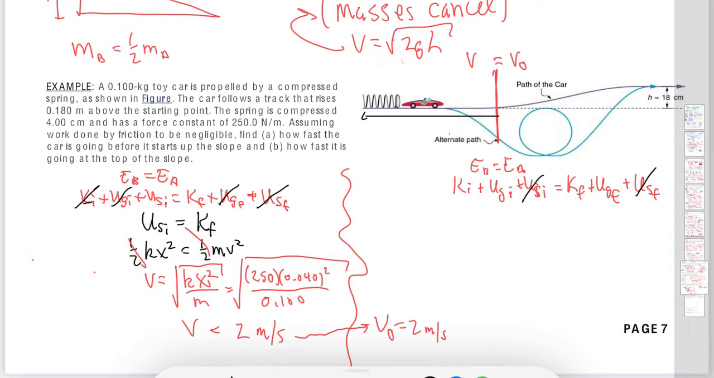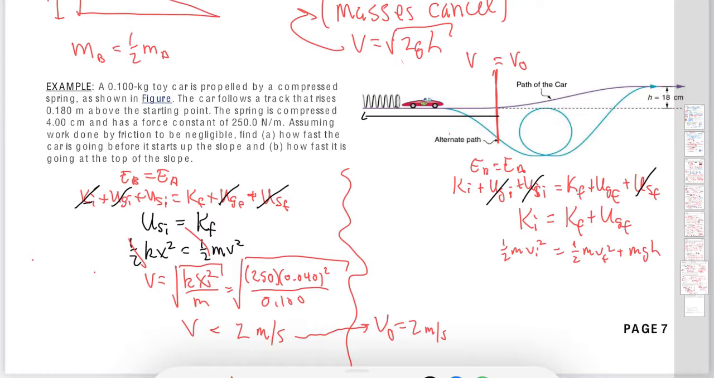So my spring is no longer involved, even though it is there. I start at h equals 0, right? And so on the before side I have KI, on the after side I have KF plus UGF. And so I would have 1/2 mv initial squared equals KF, so 1/2 mv final squared plus mgh.